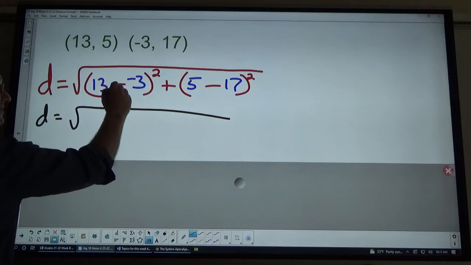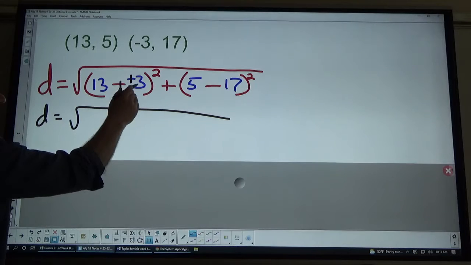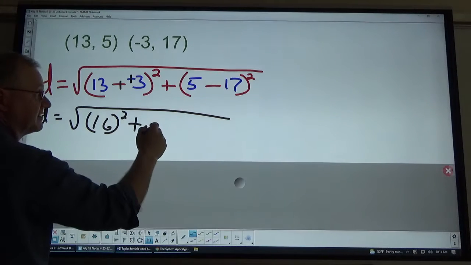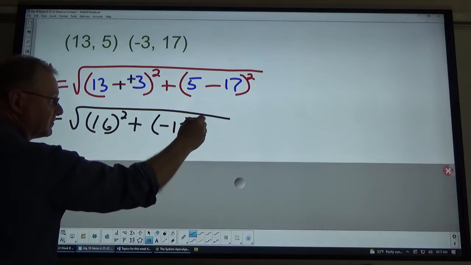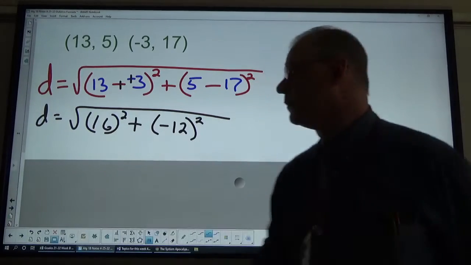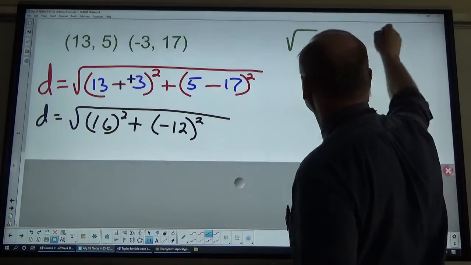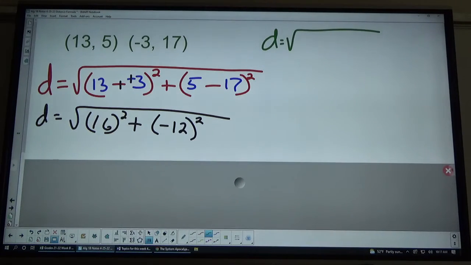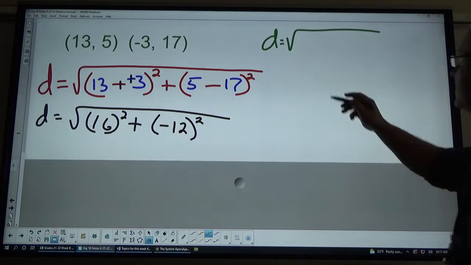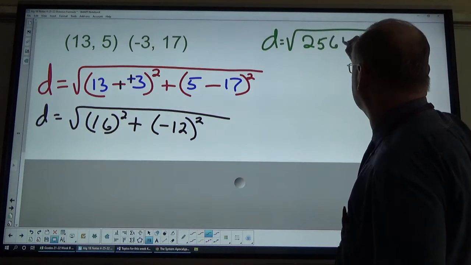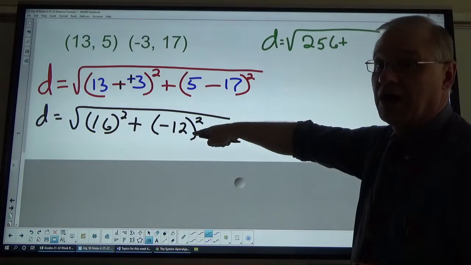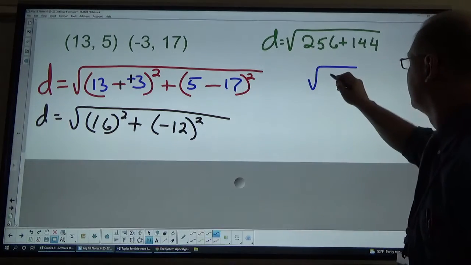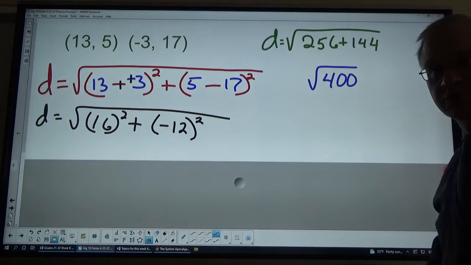Subtracting a negative is the same as adding a positive, so this is like 13 plus 3, or 16 squared. And 5 minus 17 is negative 12 squared. Well, 16 squared is 256, and negative 12 squared is positive 144. When we add this up, that's 400 being square rooted.